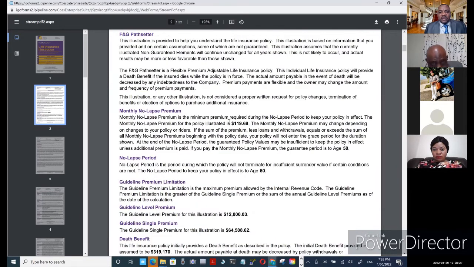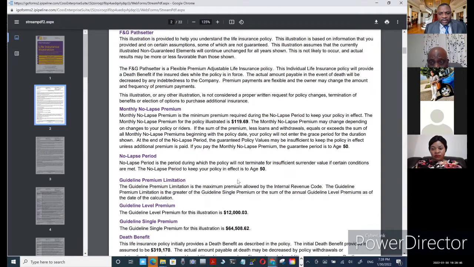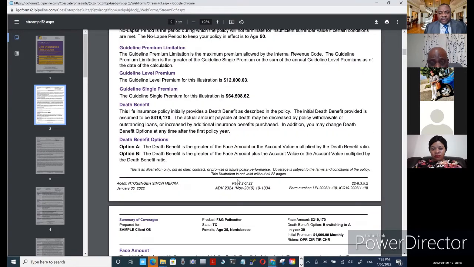The annual minimum non-lapse premium for this policy is $119. Let's just say $120. It means that once this policy is approved, she could pay just a minimum of $120 or $119 up to the age of 50 before putting any more money into it, and it will prevent the policy from lapsing. So after the age of 50, she will normally have to put in a little bit of money in order to make sure that the policy doesn't lapse.